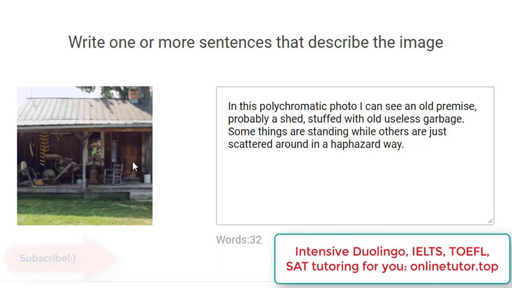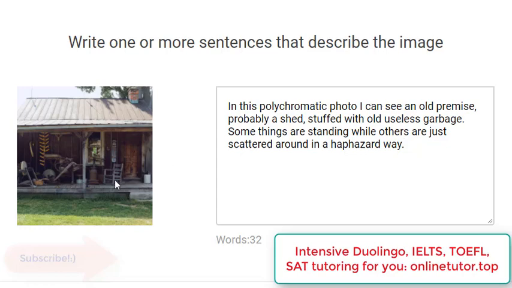What do you think? What most appropriate word can we find for these things? Stuff, but this stuff is so used, and I have put it here stuffed, though it's not stuffed. Probably, you see, these things are not inside the building, they are outside, but let it be, just for beginners it will do. Stuffed with old useless garbage.